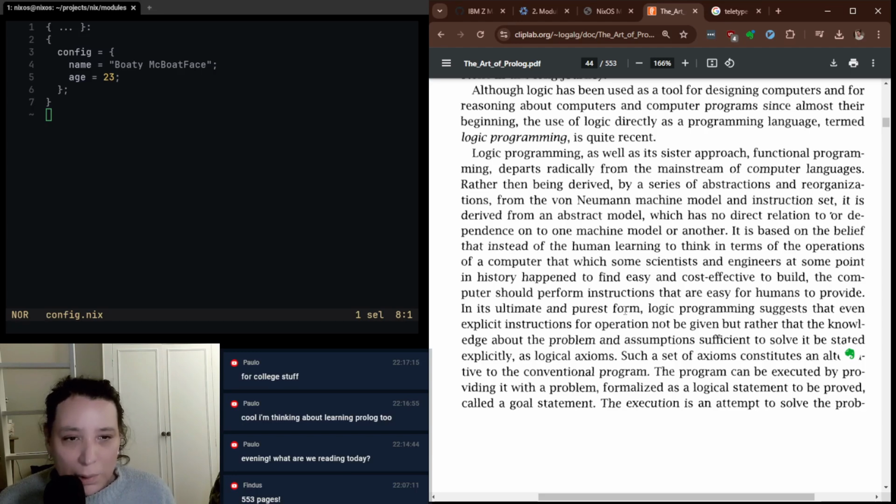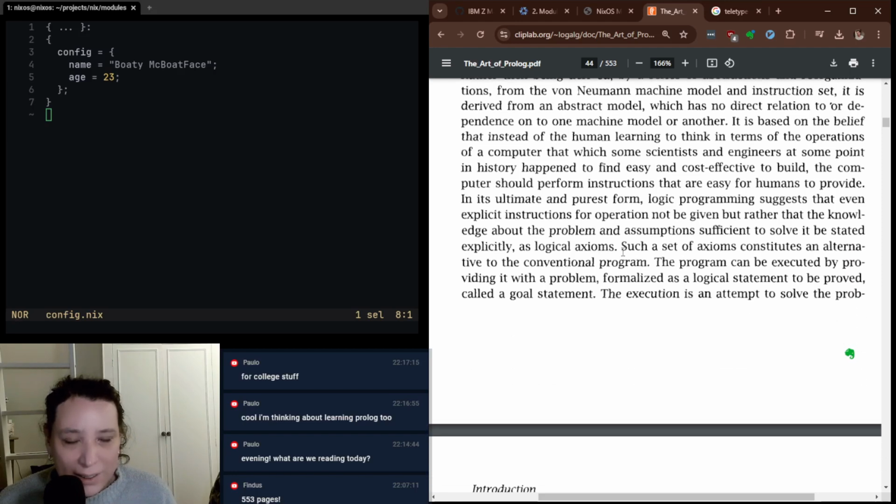In its ultimate and purest form, logic programming suggests that even explicit instructions for operation not be given, but rather that the knowledge about the problem and assumptions sufficient to solve it be stated explicitly as logical axioms.